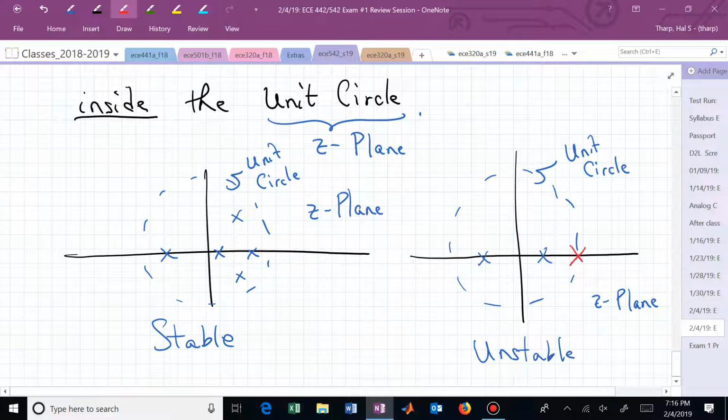What if you had a pole right there on the unit circle? Is that bounded input, bounded output stable? No, because you could find a bounded input, a constant, that would introduce another pole right there on top of it, and now you have an unbounded response. So for bounded input, bounded output stability, we need all of our poles to be inside the unit circle, not on the unit circle.